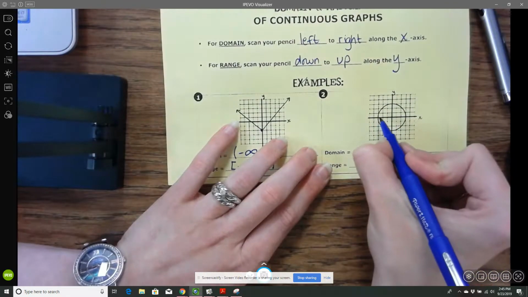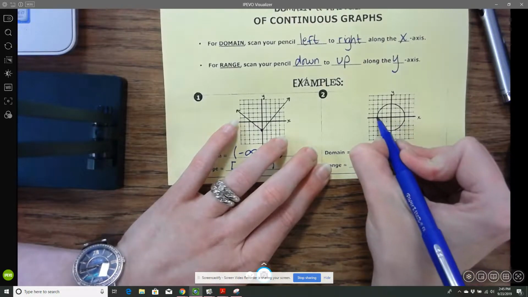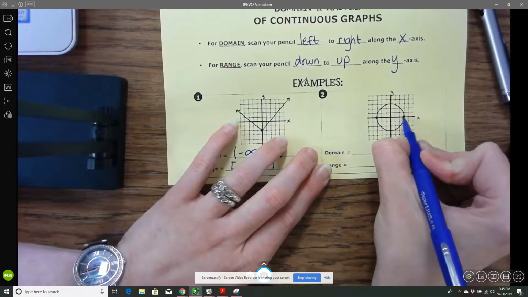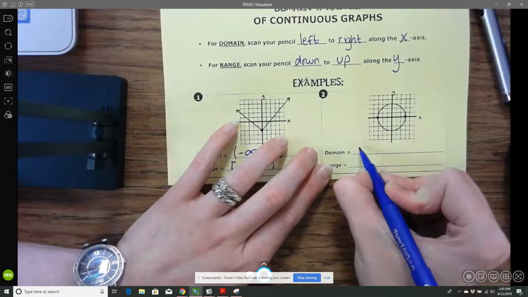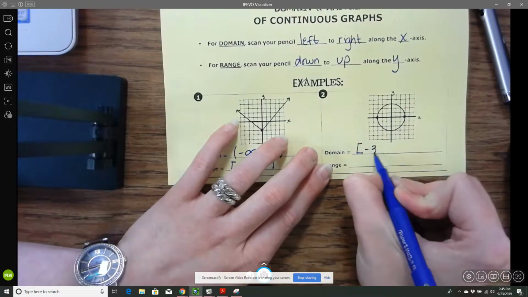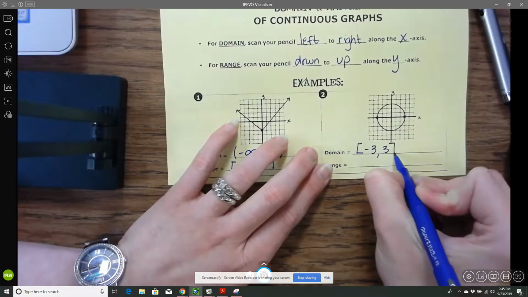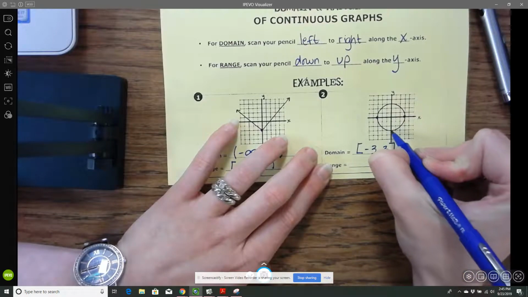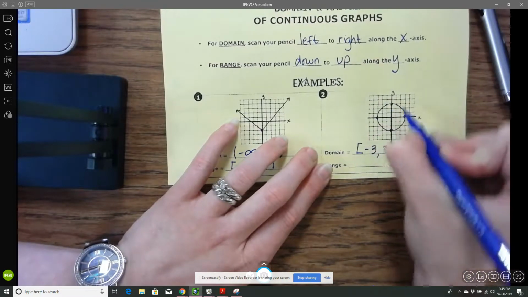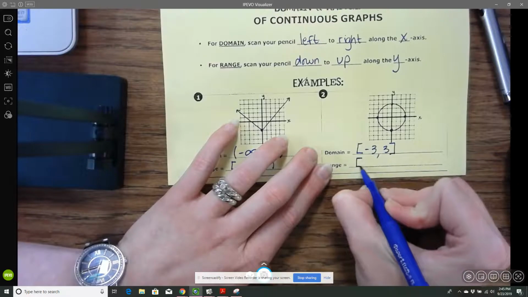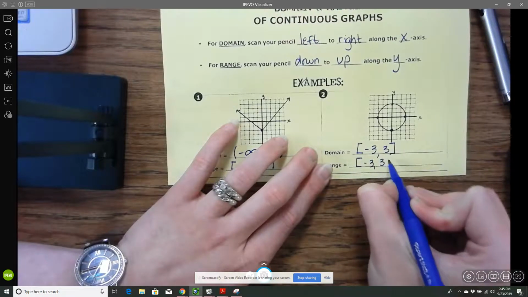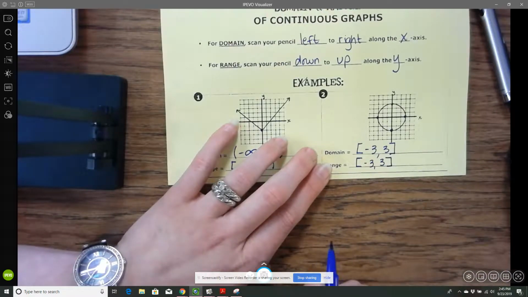So for a circle, if I move from left to right, we're going to go from here to here. So I would have a domain of -3 to +3, and then up and down, so for my y, it would be the same, from -3 to +3.